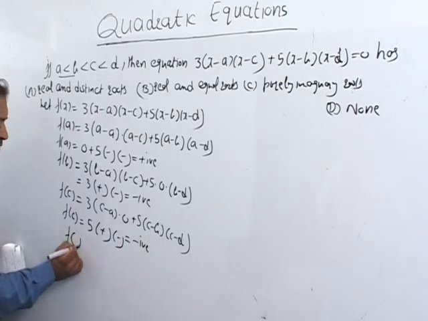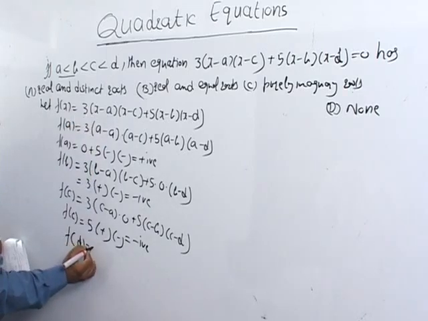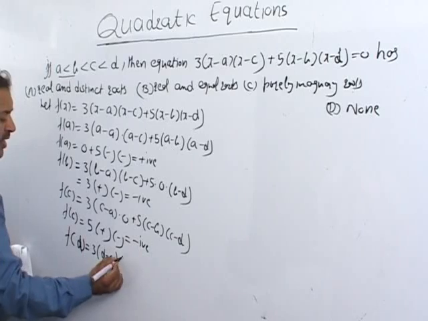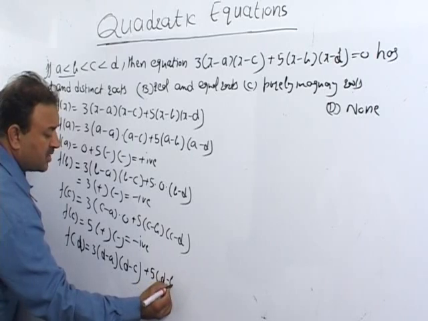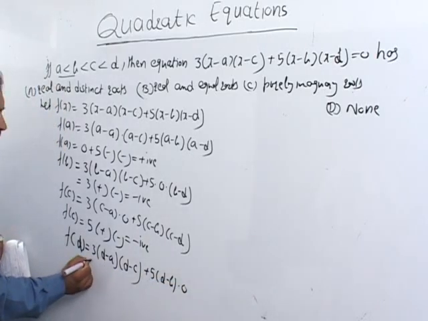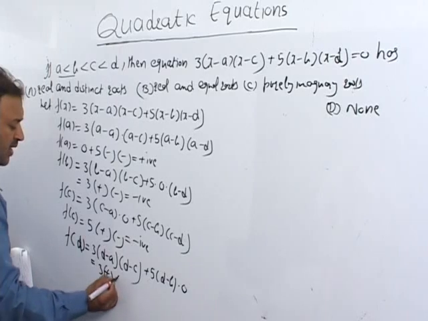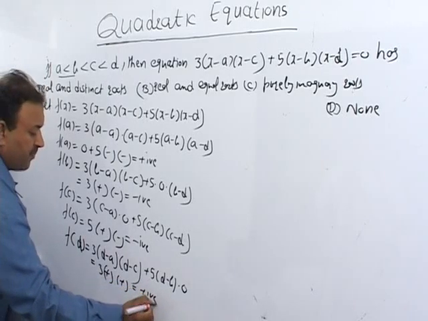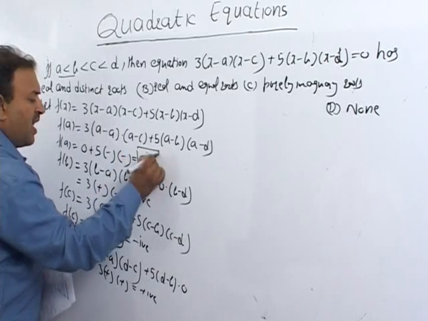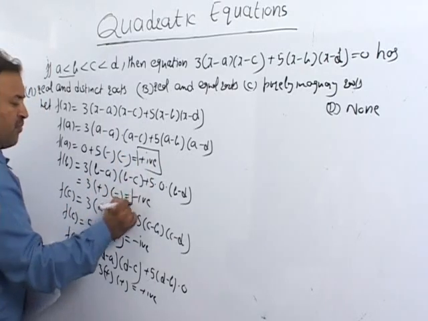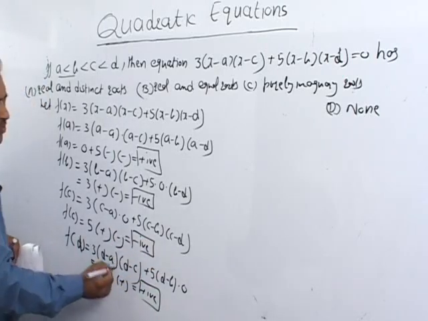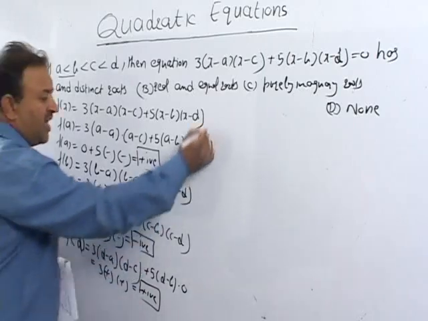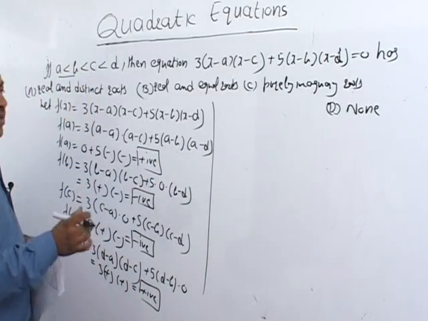Then finally we find out f(d). f(d) is 3(d minus a) into (d minus c) plus 5(d minus b) into 0. d minus a is positive into positive, so we got it positive. So we underline it. f(a) is positive, f(b) is negative, f(c) is negative, f(d) is positive.